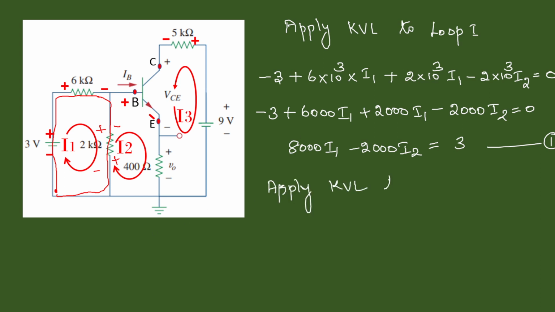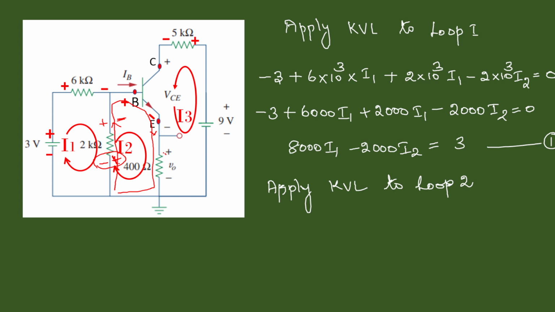Apply KVL to loop 2. So we can take it like it starts from here, it is moving in this direction and it ends here. This is the direction of the I2 current. When it starts here, this is plus, this is minus, but this 2 kilo ohm resistance is common for this I1 current and I2 current, so that this I1 current is entering here and leaving here.